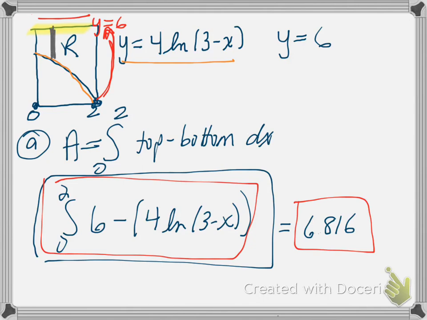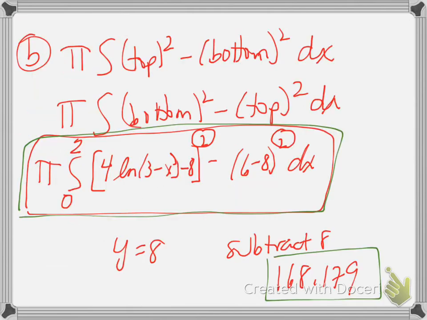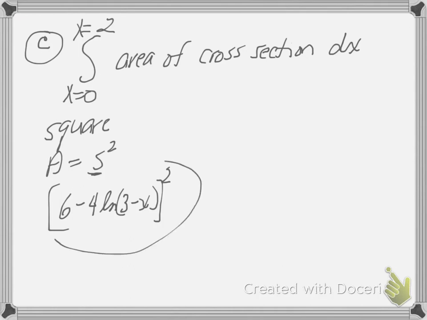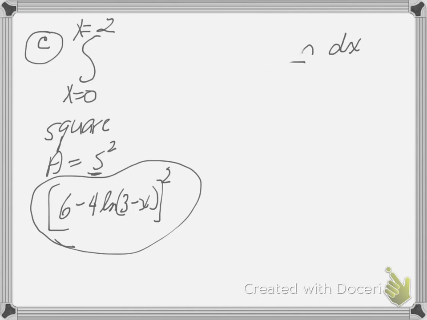So it's going to be the top minus the bottom, which will give you each of these pieces in here. The top is 6 minus the bottom, which is 4 ln of 3 minus x. This represents one side, so I'm putting it over here for s, and then I have to square it. I'm going to take this piece here, because that's my area of the cross-section, and put it in over here. So I'm going to have 6 minus 4 ln of 3 minus x, and this whole thing is squared.